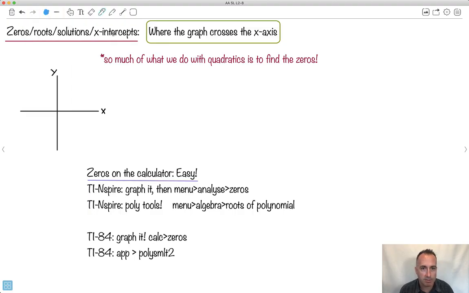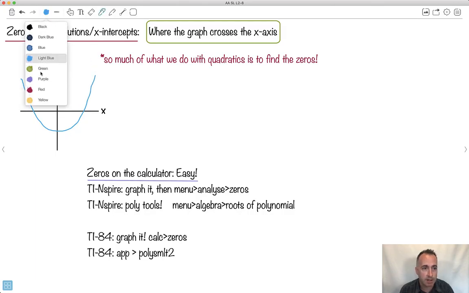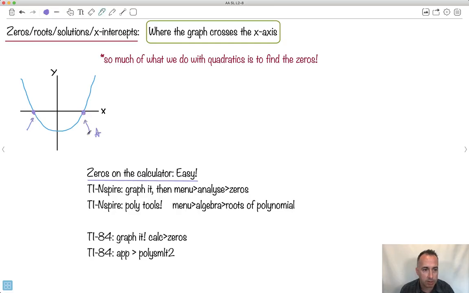Remember what x-intercepts are? They're where it crosses the x-axis. So let's say I had something like this, some quadratic that opens upwards. There's 2 places where it crosses the x-axis, right? In this case, there's one here and there's one here. Okay, so this is an x-intercept, so is this. These are the key ones we're looking for here.